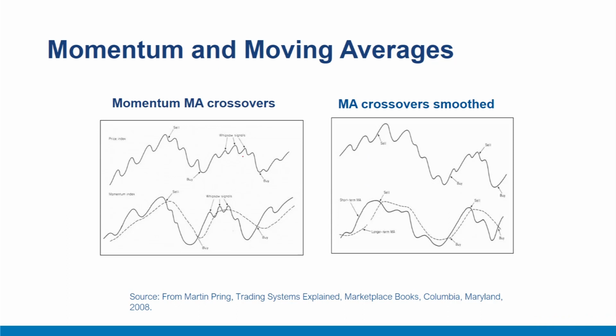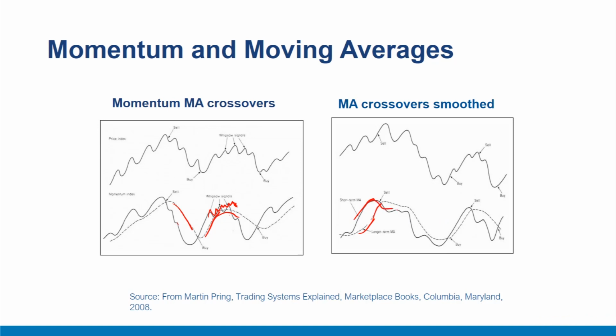For example, have a look at this momentum index and its moving average. So the smooth one is the moving average and the fluctuating one is the momentum itself. Notice that there are a number of whipsaw signals. However, instead of using the momentum itself, if you use a short-term MA of momentum and a long-term MA, those whipsaw signals are eliminated and signals are more solid.